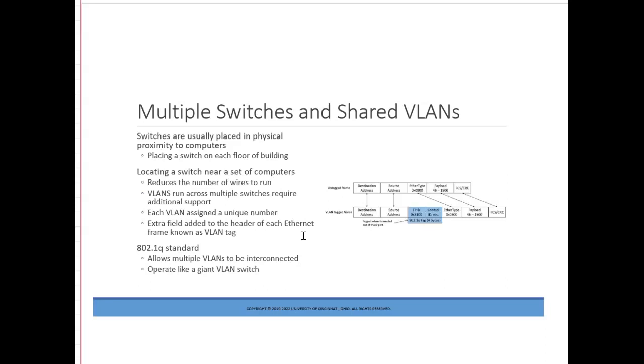The second switch receives the frame, extracts the VLAN number, and delivers a copy to each computer that is part of the VLAN. The extra field in the frame, known as the VLAN tag, is a 16-bit integer that identifies the VLAN to which the sending computer has been assigned. This is only used internally on a network. The 802.1Q standard allows multiple VLAN switches to be interconnected and to operate like a giant VLAN switch. Per-VLAN Spanning Tree Plus, PVST+, runs the spanning tree protocol separately on each VLAN, and thus can have different root bridges for each VLAN.